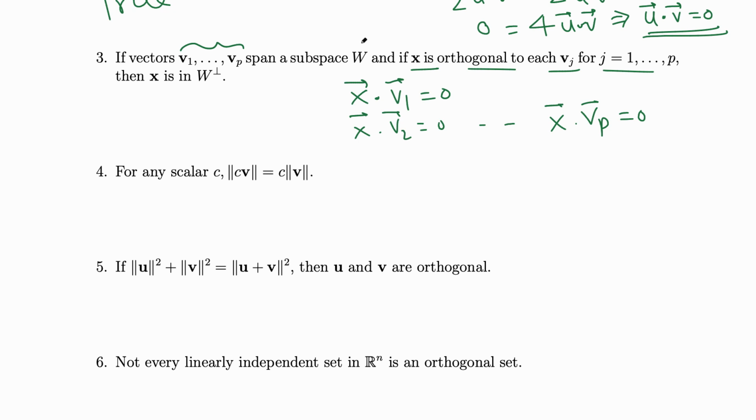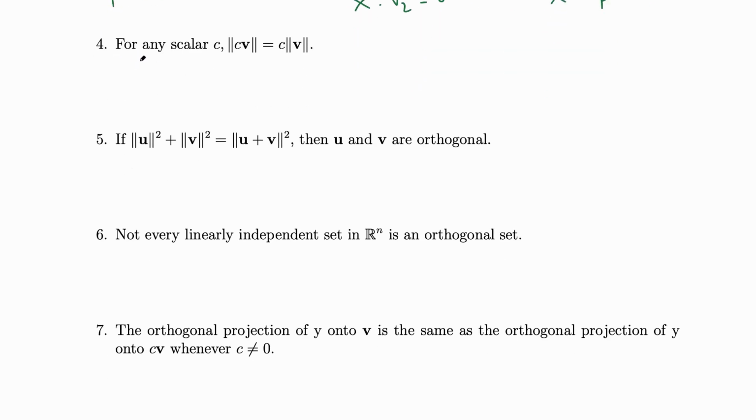That means every single vector in W is a linear combination of these, and X is orthogonal to each of these. That means X is in W perp, orthogonal to W. That's true, by definition and by a theorem. Number 4, for any scalar C, the norm or distance of CV equals C times the norm of V. That's false, because by the property of norm, when we take C outside, it becomes the absolute value of C. It could be negative, but when we take it outside, it must be positive. That's why it's false.